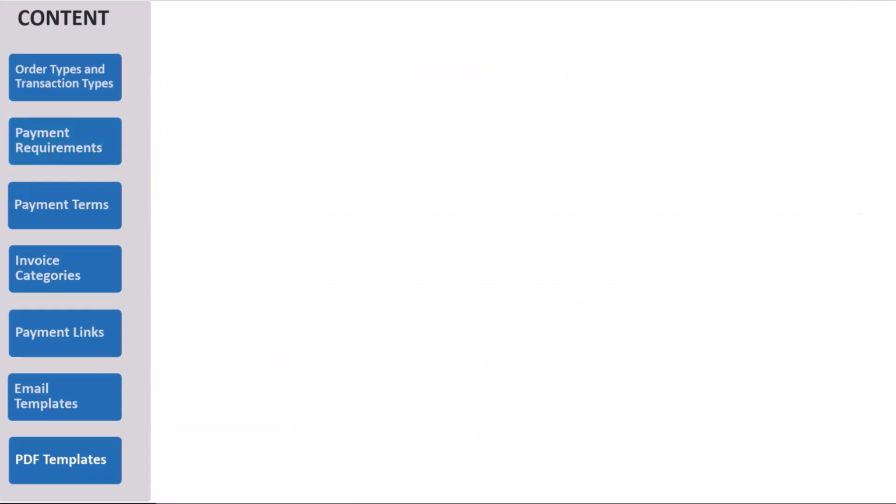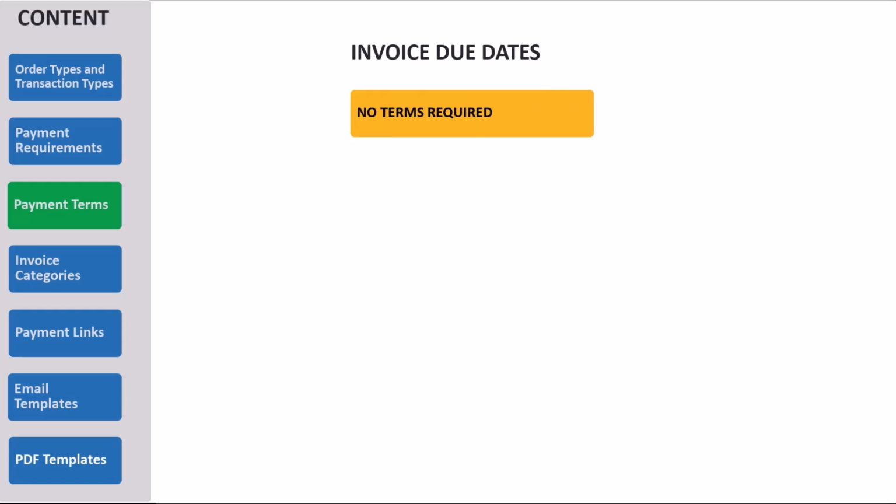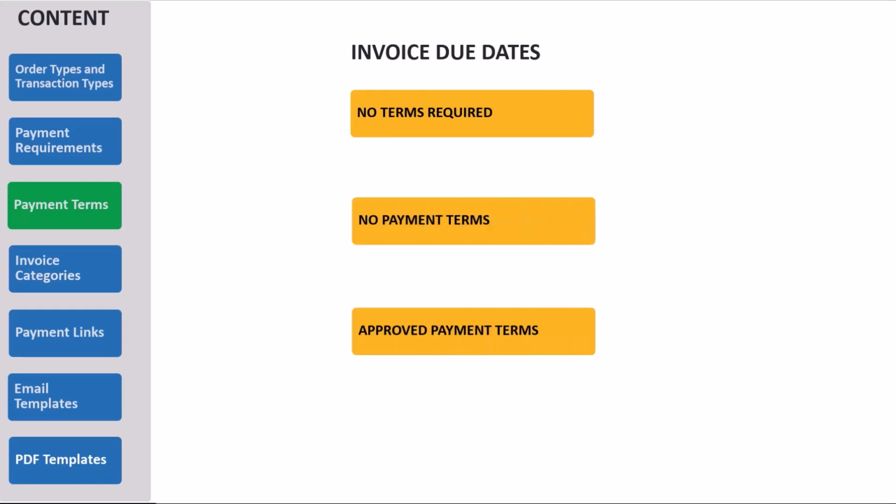When an invoice is created, the due date of the invoice is automatically calculated based on the payment terms. There are 3 categories of payment terms: no terms required, no payment terms, and approved payment terms. If the order has no monetary value, then no terms are required, as an invoice is not generated for free orders. If a customer does not have payment terms, the invoice is always due immediately. This means the due date of the invoice is the date the invoice is created.